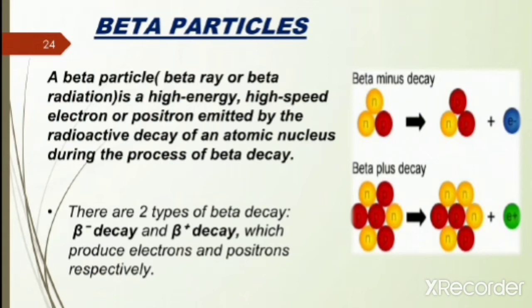There are two types of beta decay, beta minus decay and beta plus decay, which produce electrons and positrons respectively. That means beta minus decay results in the production of electrons, whereas beta plus decay results in the production of positrons respectively.